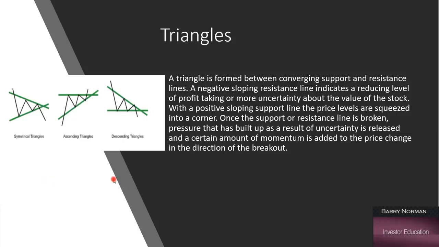So, like I said, the most popular, well-known is triangles. A triangle is formed between converging support and resistance lines. A negative sloping resistance line indicates resisting level of profit taking and more uncertainty about the value of an asset. Okay. Basically, what we have is price being pushed into the apex of this formation, and we know at some given point price is going to have to break out of that formation.